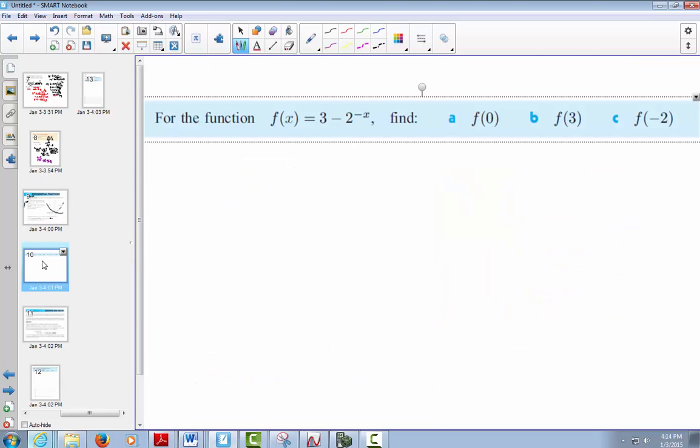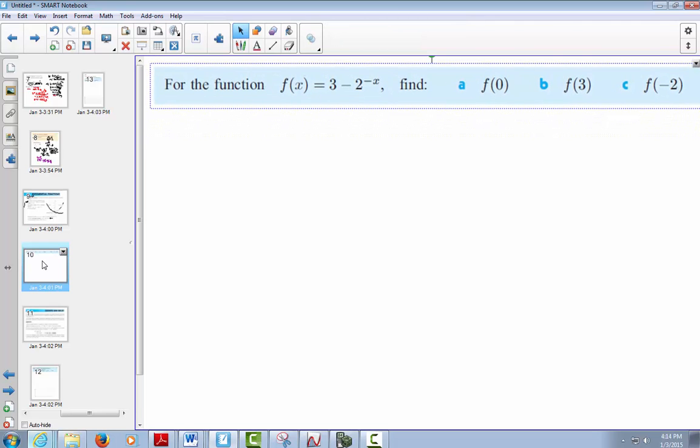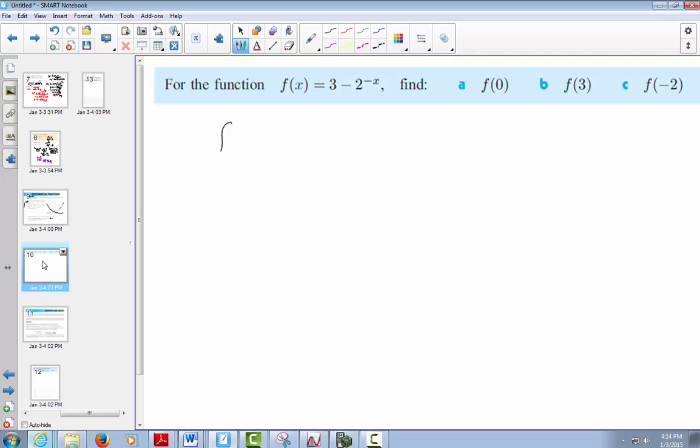Here we go. For the function f of x equals 3 minus 2 to the power negative x, find these values. So that means f of 0, this is a, equals 3 minus 2 to the power negative 0. Well, that's still just 2 to the power of 0. So that's 3 minus 1 equals 2. So f of 0 equals 2.